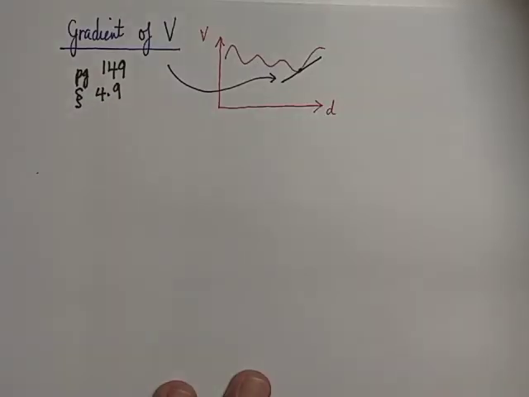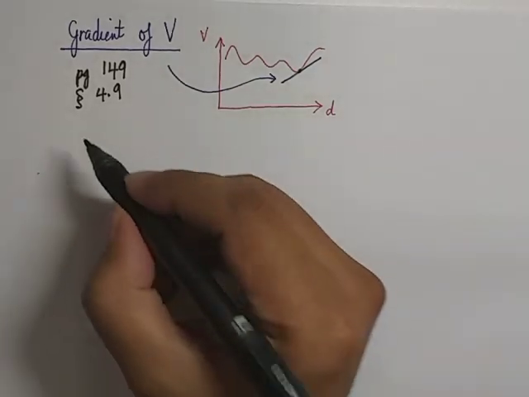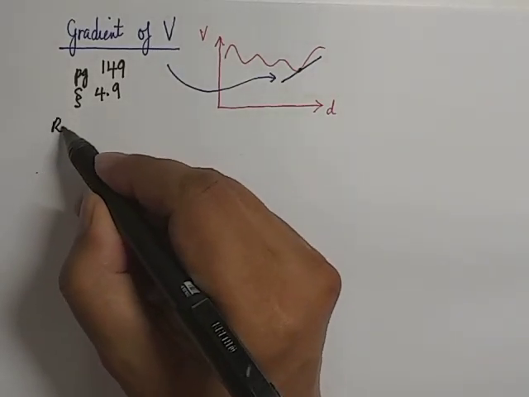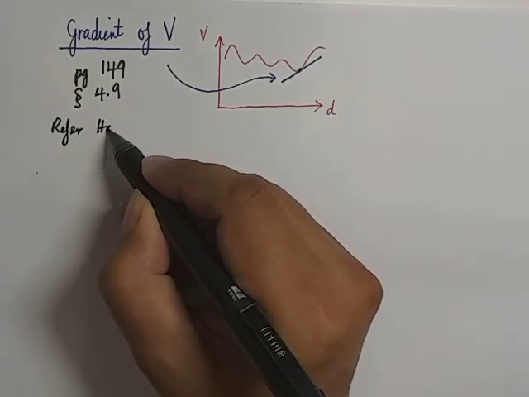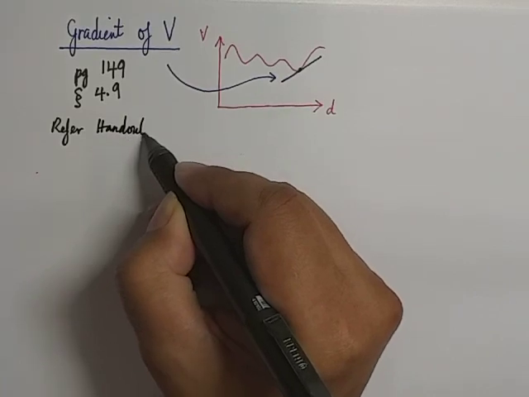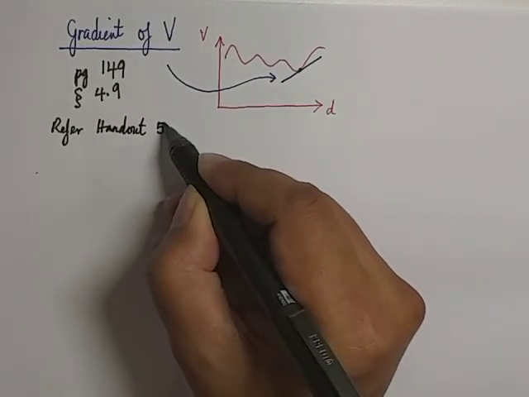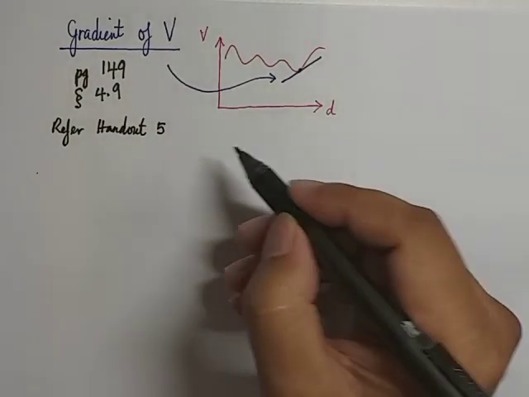In order to do that, so it's easier for us to relate the discussion to examples that we have done before, let's refer to our previous example. Refer to handout, I believe handout 5, which talks about Gauss' law.